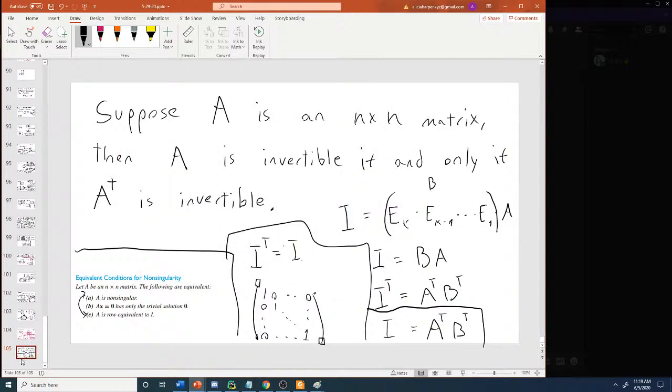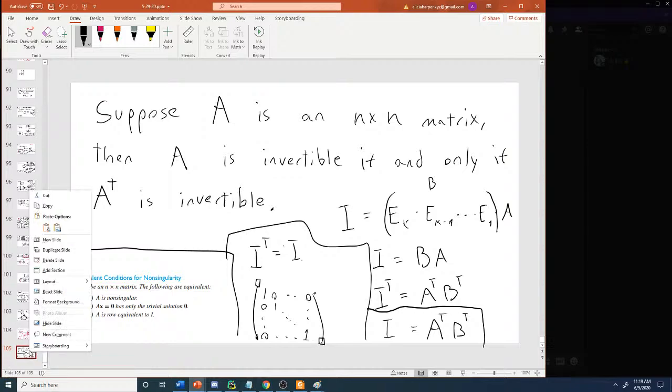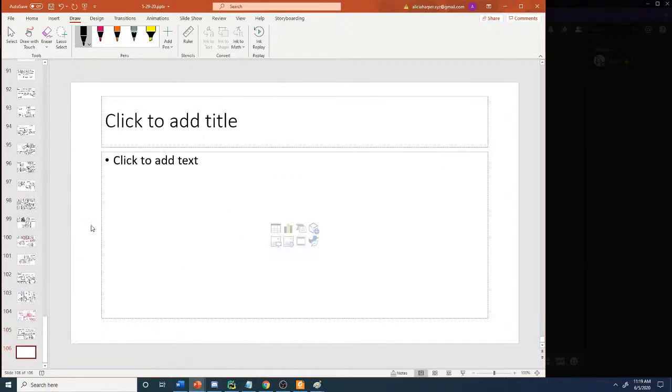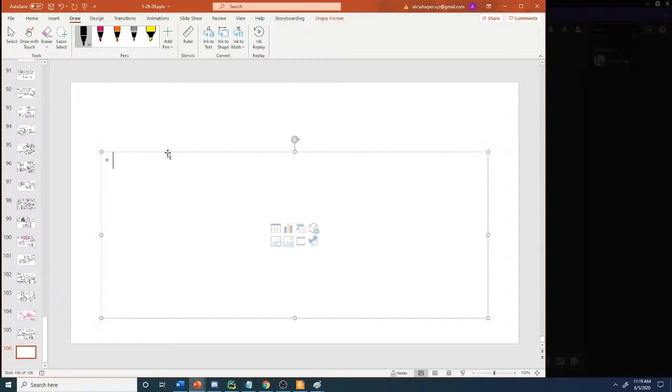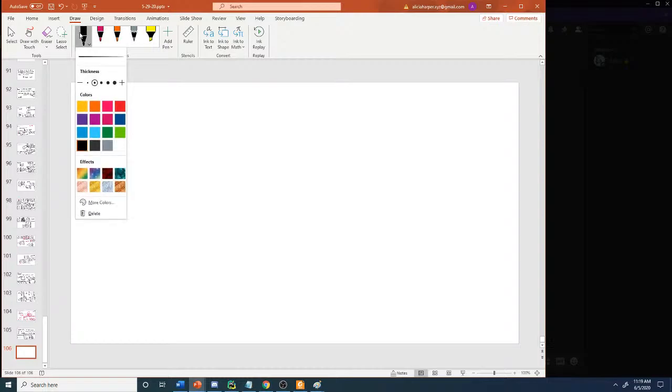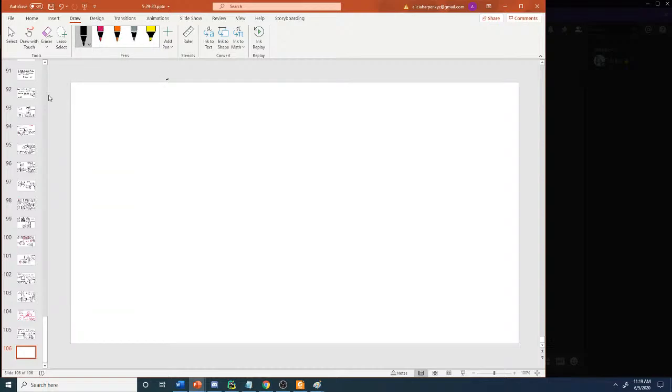So that is all I have to say about transposes for the moment, but they will come back soon. And now I'm going to introduce something else. And this is going to start chapter 2, determinants.